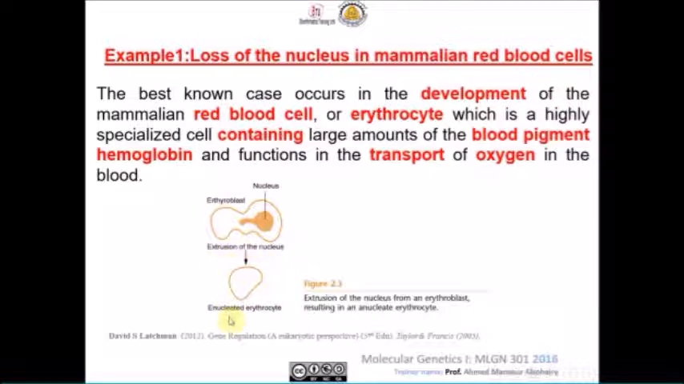the red blood cell simply gets rid of the nucleus. So we have this new cell without any nucleus, and we call it an enucleated erythrocyte. This enucleated erythrocyte is actually a cell without a nucleus, and we can find highly active RNA which produces the hemoglobin gene. So this is the extrusion of the nucleus from the erythroblast, resulting in an enucleate erythrocyte.